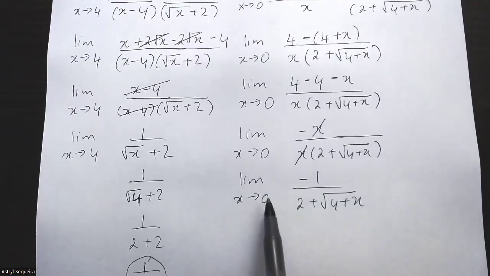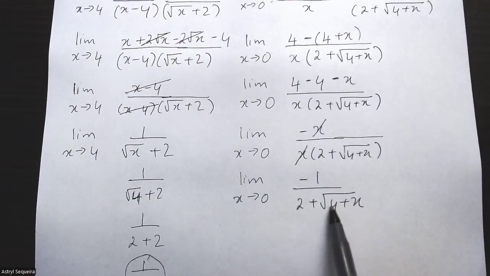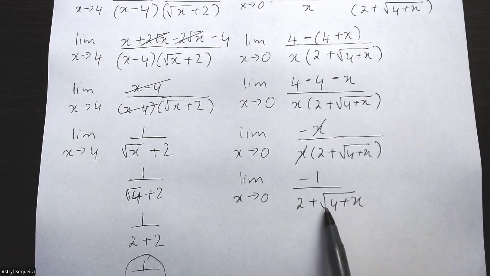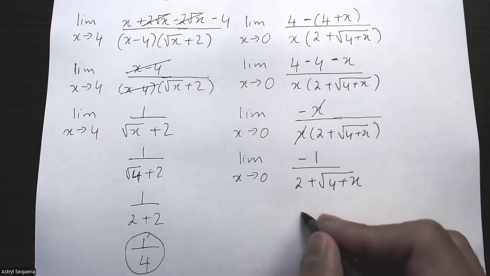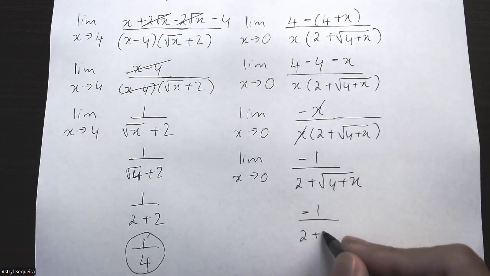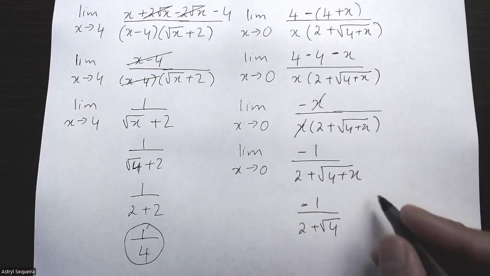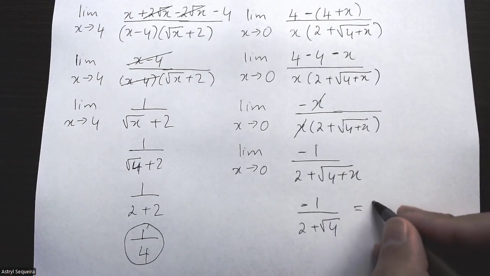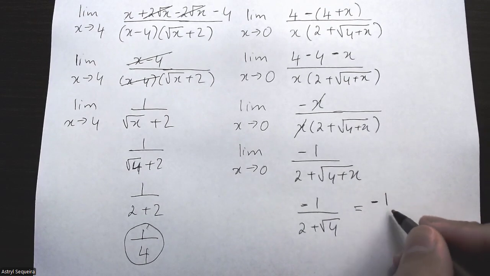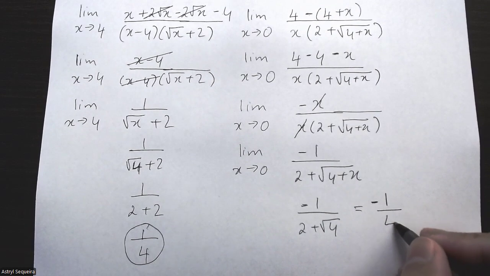After cancellation, I can sub in my limit of 0. 4 plus 0 is just 4. So I just have negative 1 over 2 plus root 4. Root of 4 is 2. And then 2 plus 2 is 4. So my final answer for this question is negative 1 over 4.